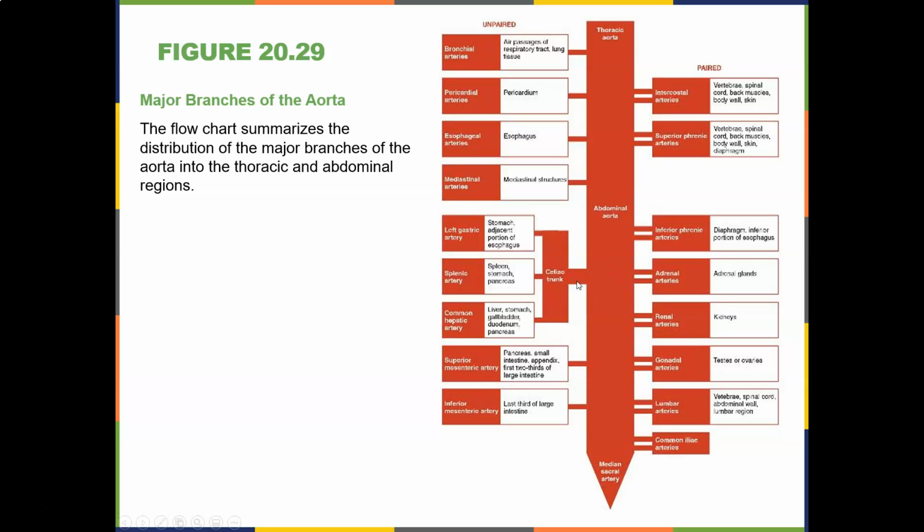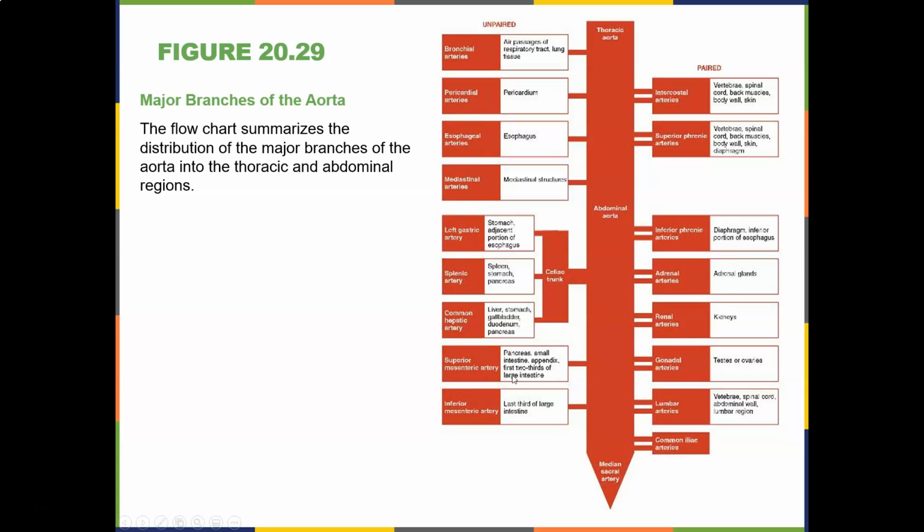What you want to understand is that the celiac trunk is very, very important, because look at this, it supplies the left gastric artery, which does the stomach, the splenic artery, which does the spleen, stomach, and pancreas, and the common hepatic artery, which does the liver, stomach, gallbladder, duodenum, and pancreas. So the celiac trunk has a huge influence on the blood supply to your GI tract. Any injury to the celiac trunk would cause problems with the stomach, spleen, liver, gallbladder, and pancreas. So keep in mind that the celiac trunk plays a vital role in providing blood supply to the GI tract.